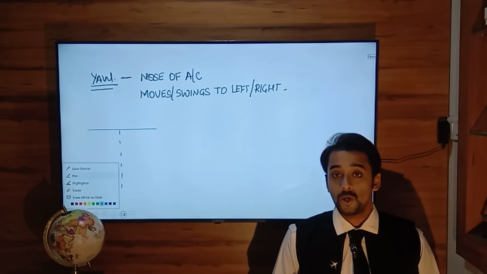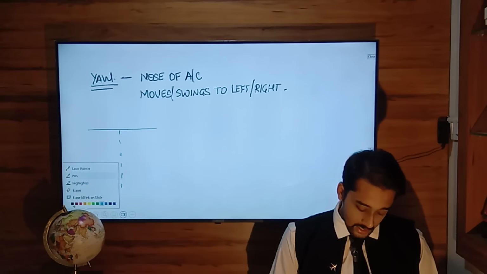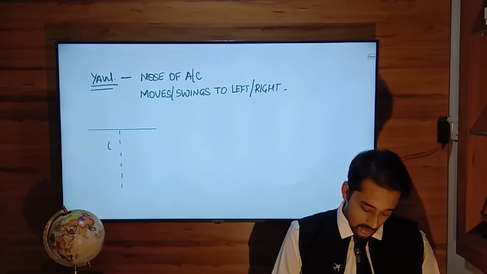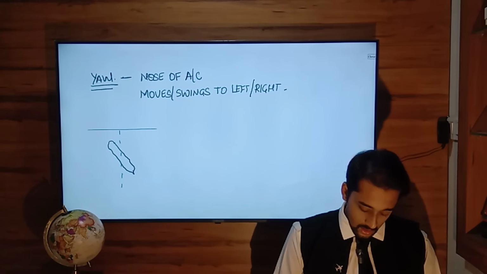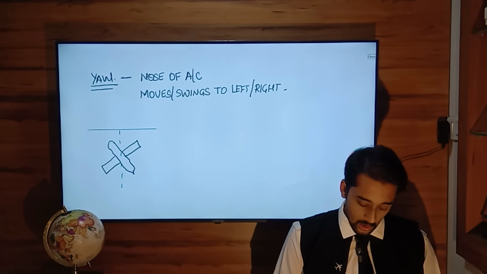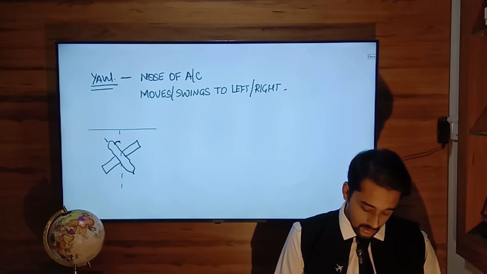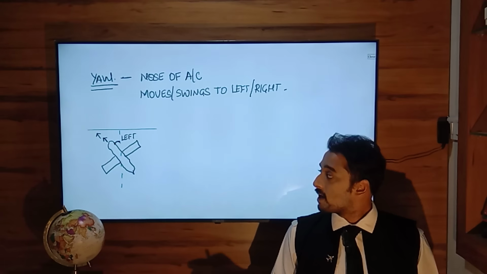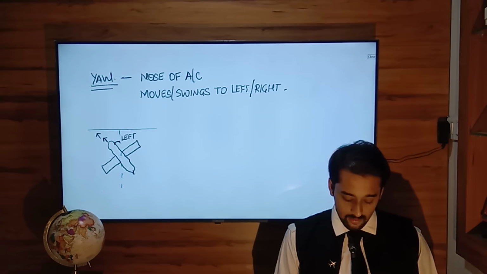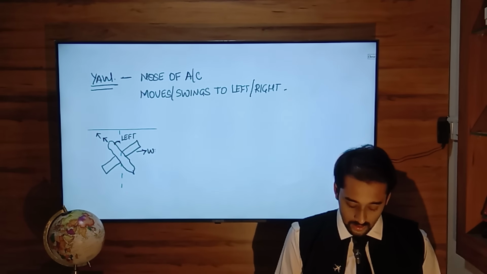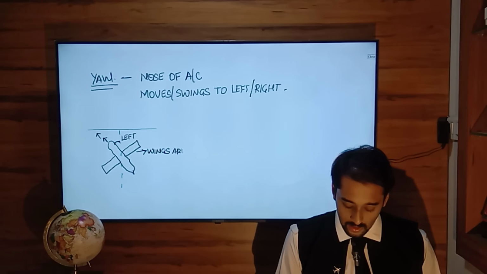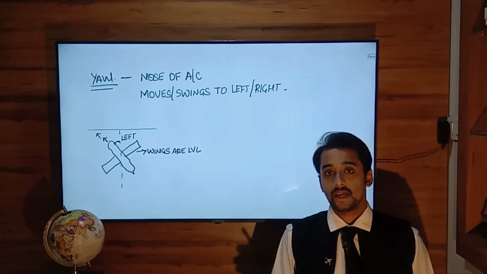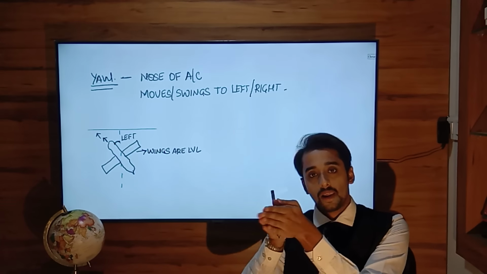So if you want to yaw to the left side, in that case, your aircraft will go left. Okay, it will yaw left. The wings are level. This is not a roll. This is just a yaw. Wings are level. Okay, you are just turning the nose of your aircraft left or right.